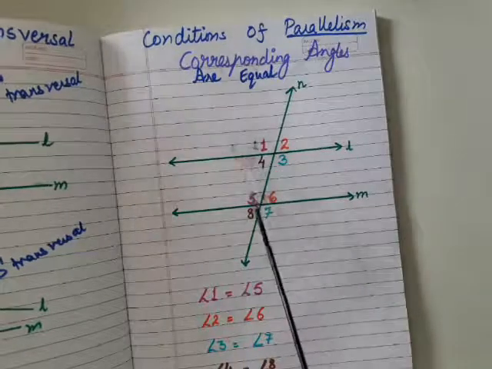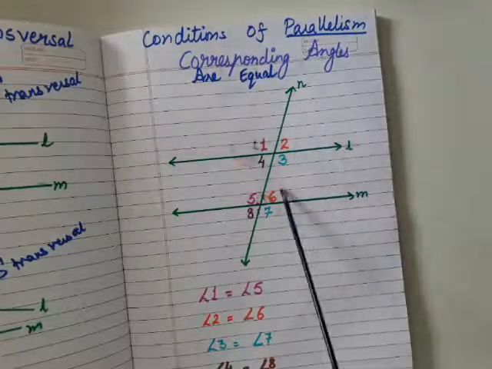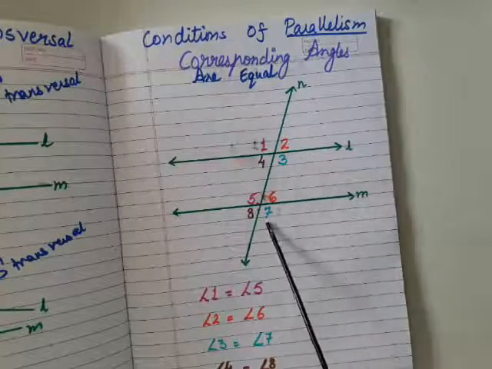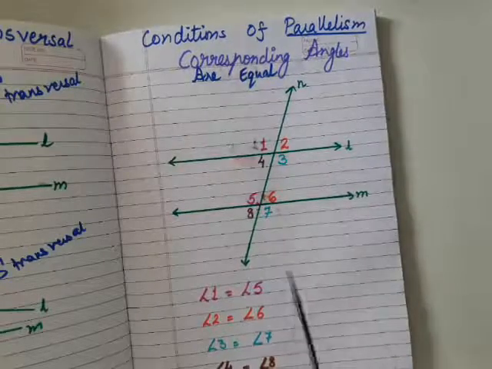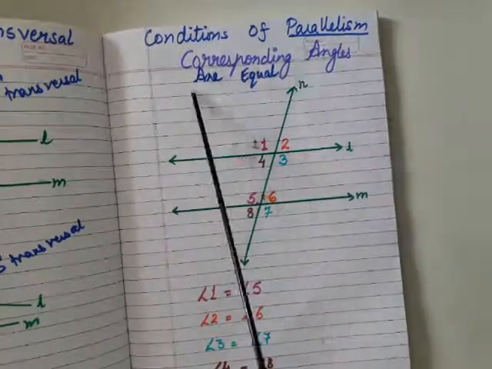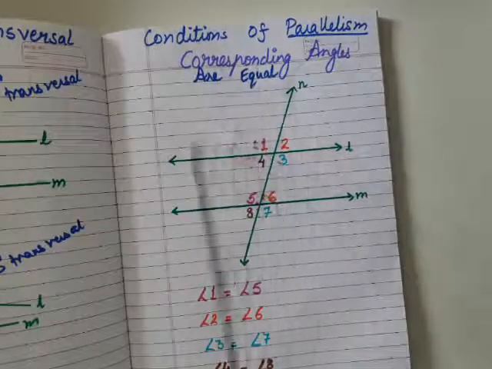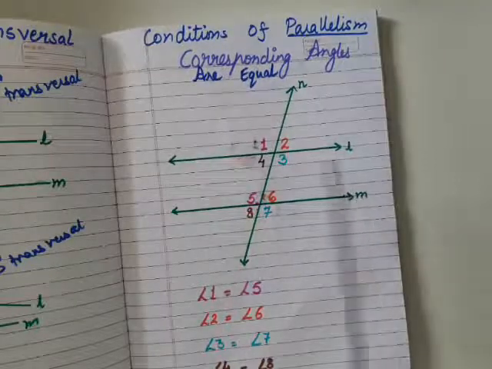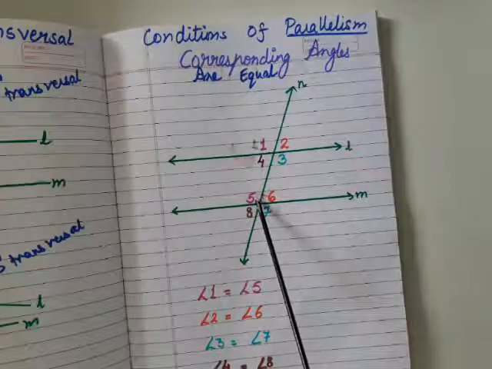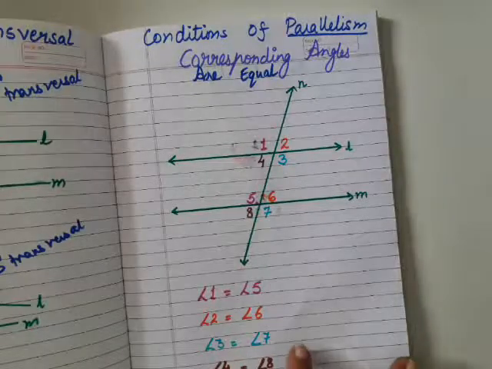So here we have two lines. If angle 1 is equal to angle 5, or angle 2 is equal to angle 6, or angle 4 is equal to angle 8, or angle 3 is equal to angle 7, then the lines will be parallel. This is the condition of parallelism, that is, corresponding angles are equal, or vice versa. If two lines are parallel, then the corresponding angles are equal. Both the conditions can be satisfied.